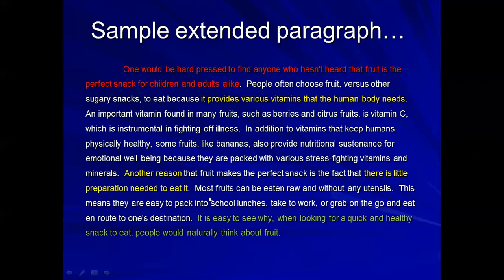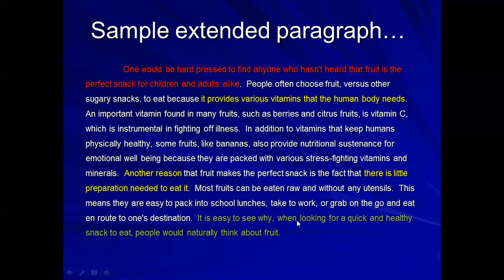Now I'm going to elaborate. Most fruits can be eaten raw without any utensils. And elaborate even further, this means that they are easy to pack into school lunches, take to work, or grab on the go and eat en route to one's destination.